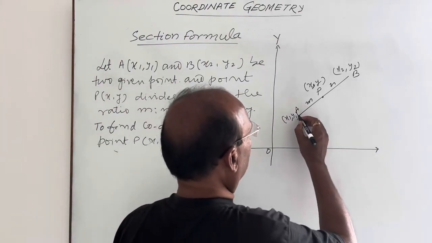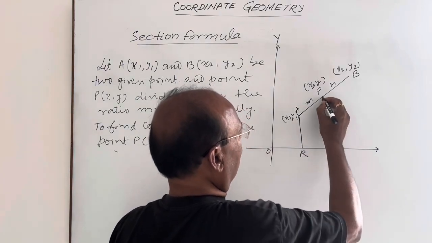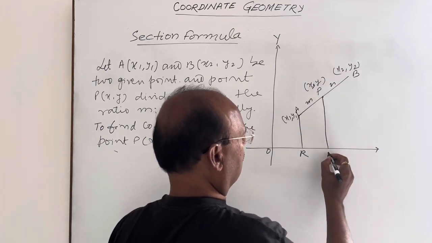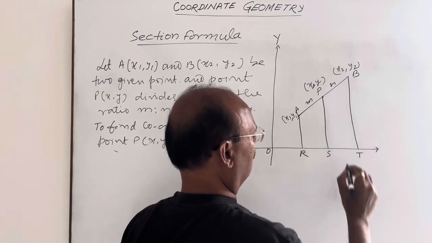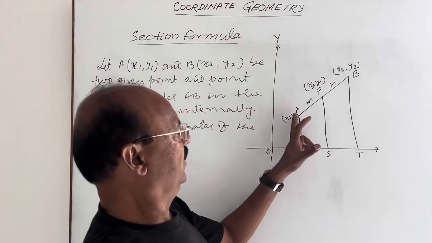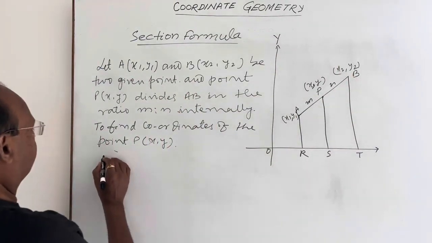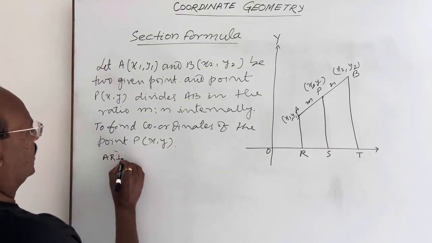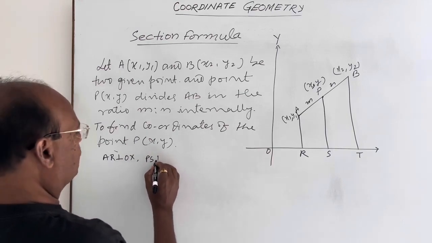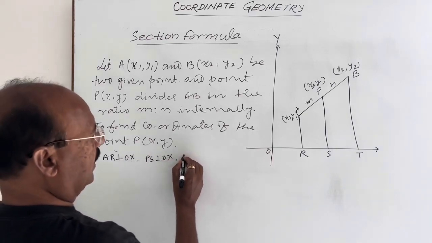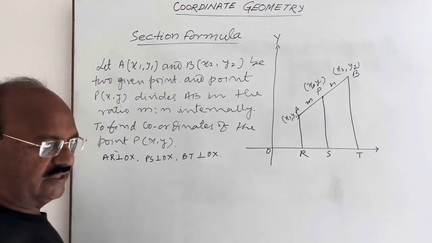We'll draw perpendicular AR, PS and BT on x-axis from A, P and B respectively. Means AR is perpendicular on OX, PS is perpendicular on OX, as well as we have drawn BT perpendicular on x-axis OS, correct?